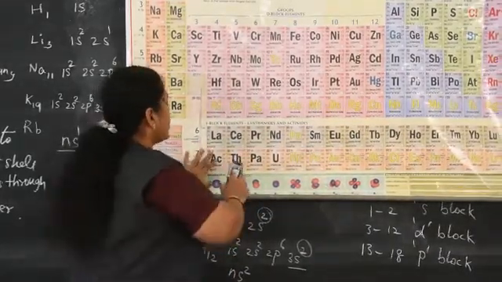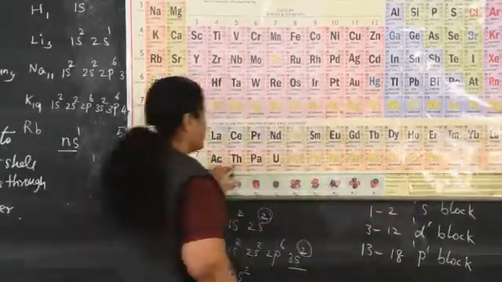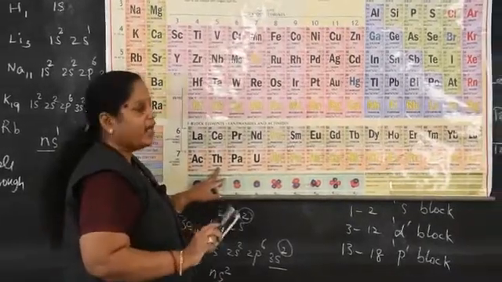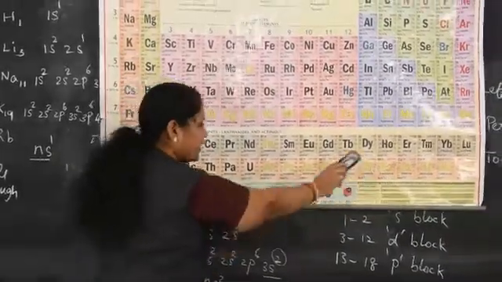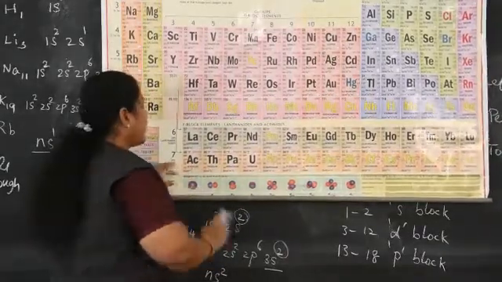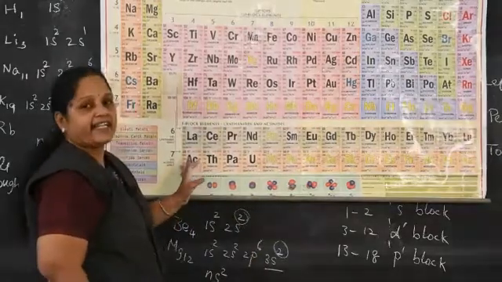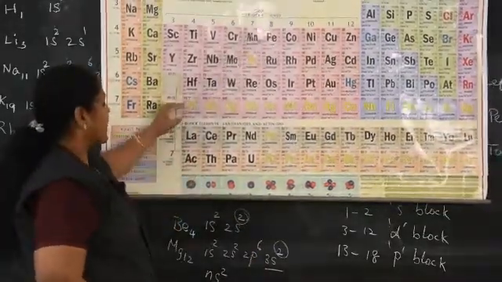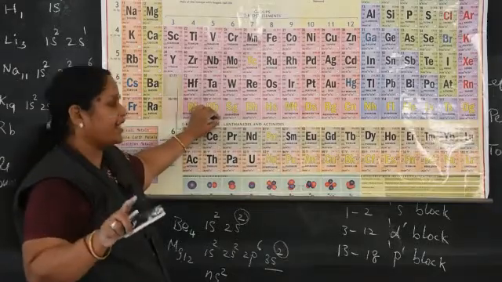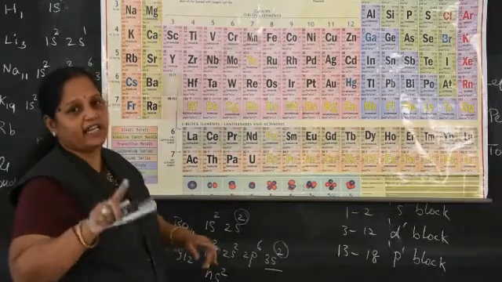Like that, starting from thorium to lawrencium, totally 14 elements are there. The property of these 14 elements is similar to that of actinium. That's why these 15 elements are collectively called the actinoid series. These F block elements called lanthanides or actinoids are otherwise called inner transition elements.